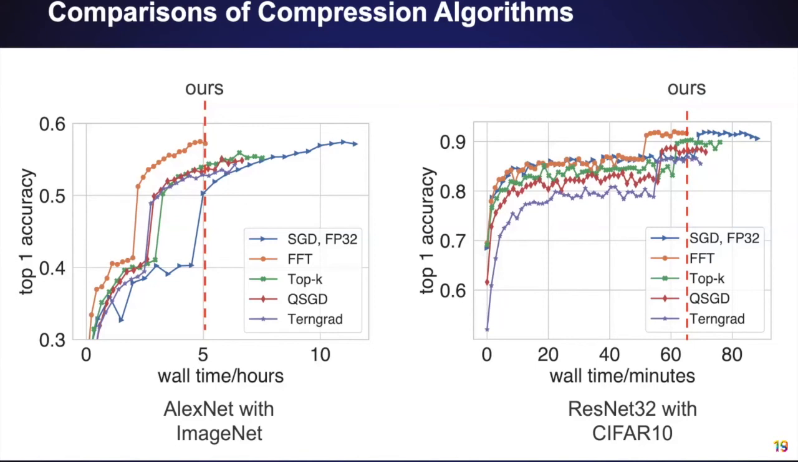The two figures show the training cost of SGD with all the compression algorithms, using AlexNet with ImageNet and ResNet with CIFAR-10. The blue line is the SGD without compression. The y-axis is the top-1 accuracy. From both figures, it is obvious that our approach converges much faster than others while still maintaining the same accuracy as the original SGD.